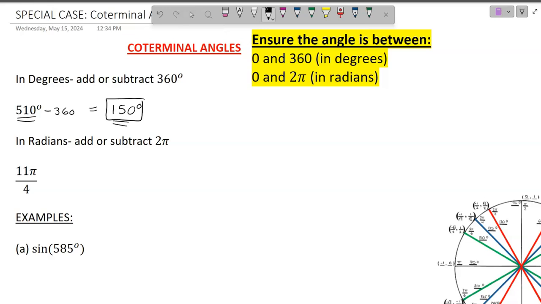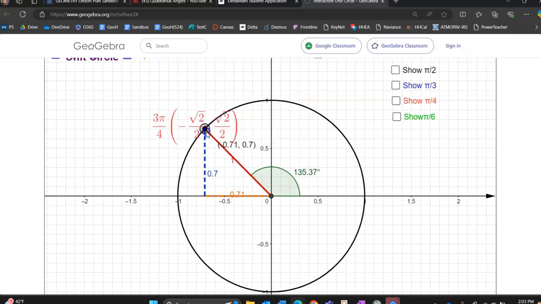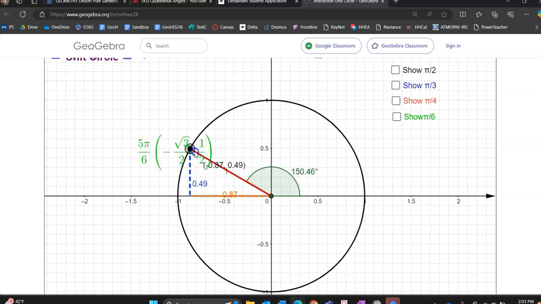The sine of 510 is the same as the sine of 150, and here's a quick reason why. Let's look at 150 degrees on our unit circle, and there it is. You will see that it's one of our special angles, 5 pi over 6, where cosine is negative root 3 over 2 and sine is 1/2. If I saw 150, I would probably have recognized that number, especially as you do more practice with this. I wouldn't have seen that with a 510.